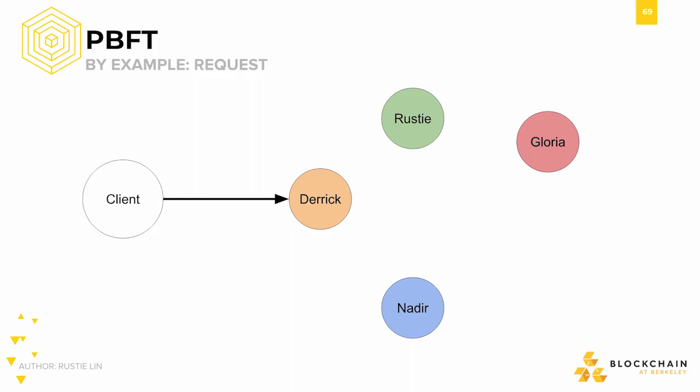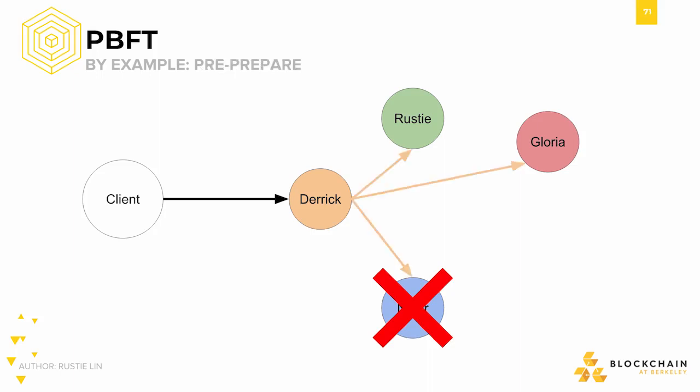We have a total of 4 nodes, meaning that we should be able to withstand one fault, since 1/4 is less than 1/3. So let's say that one of our 4 nodes, Nadir, drops out due to a spotty internet connection. Nadir might have dropped out, but the other 3 nodes might not know that yet, so they'll still send messages to him.